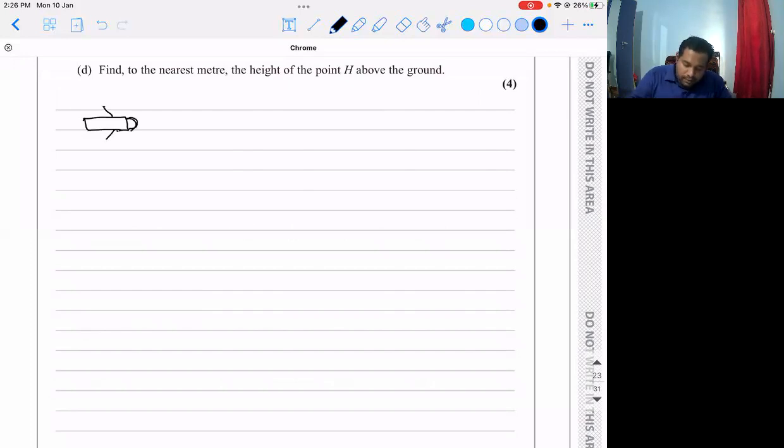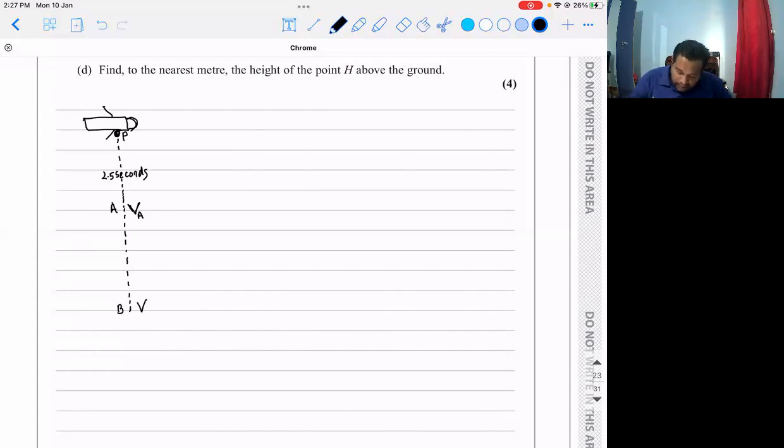From this helicopter, a parachutist P is falling for up to 2.5 seconds. So he attains a speed at this point. This point I'm just marking as A. He attained a speed of VA. Then from this point A, he decelerates and reaches the point B. So the speed attained there is VB.